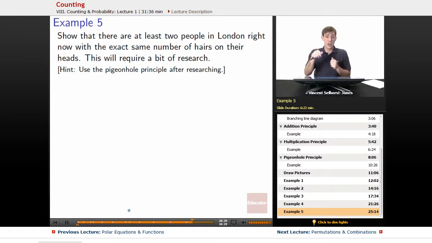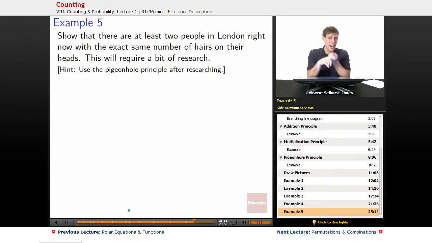This idea is that a pigeonhole was a little place for a message a long time ago. If we stuff 10 messages into 9 pigeonholes, there's going to have to be some pigeonhole that has multiple messages in it, right? At least 2 messages. So if we have 366 people, we know that there's going to be at least 2 people who have the same birthday. That's the basic idea here. Now let's start thinking about this one.